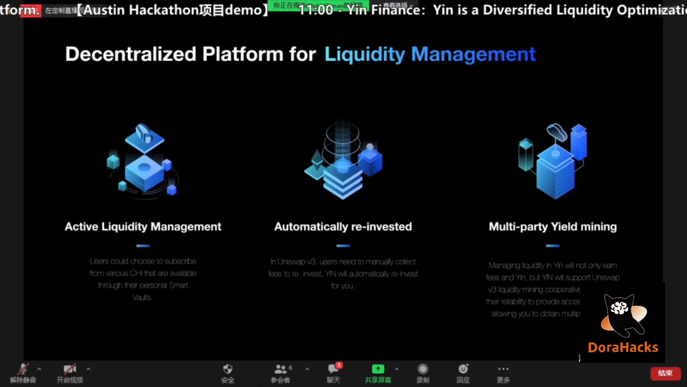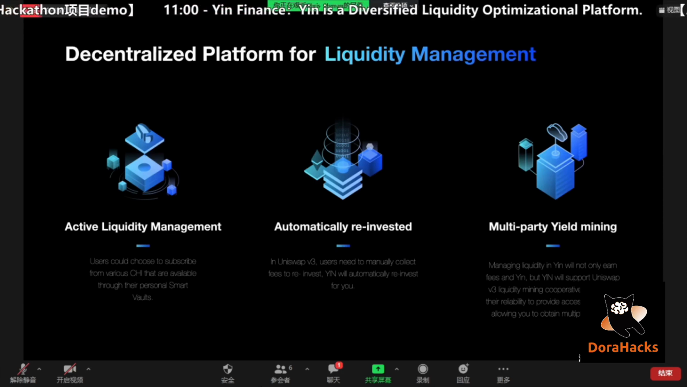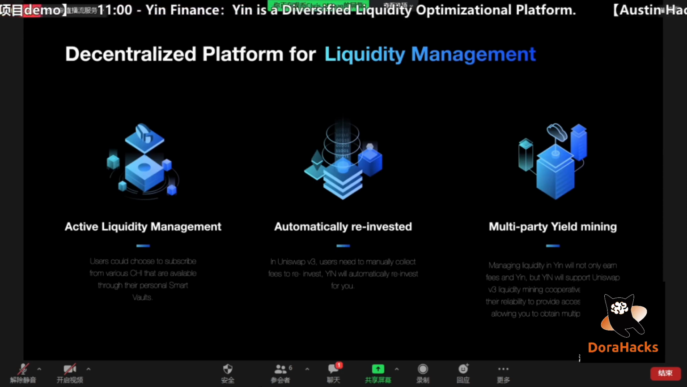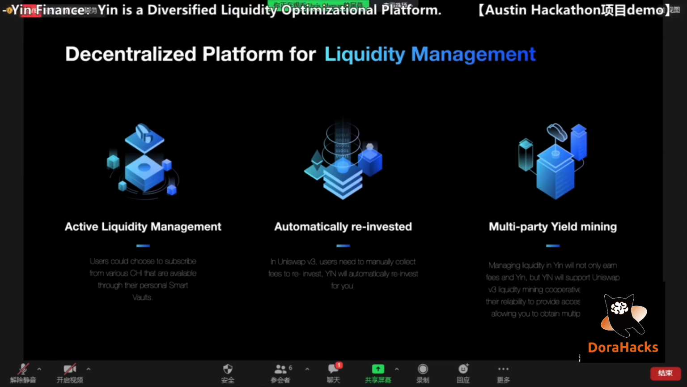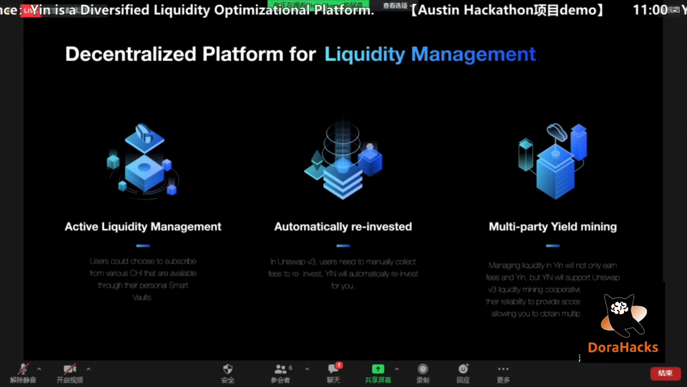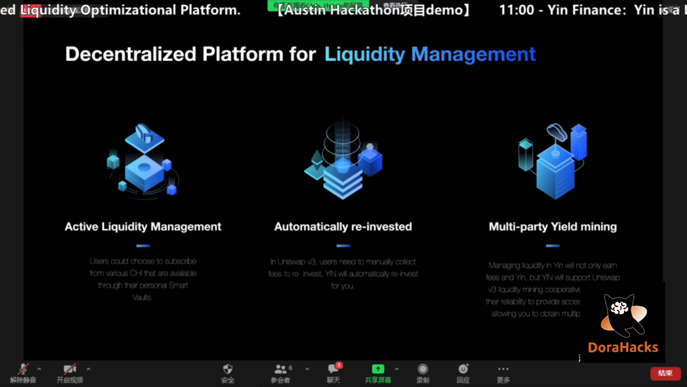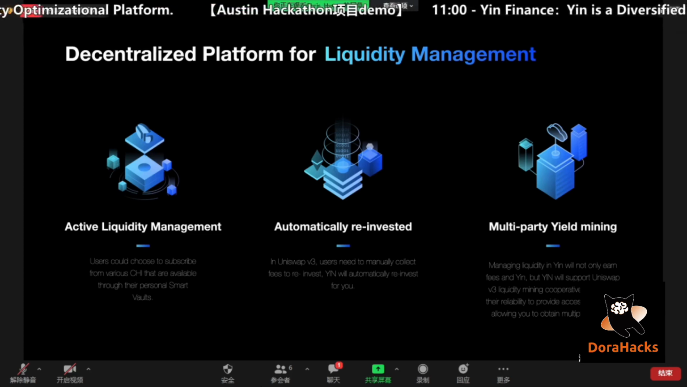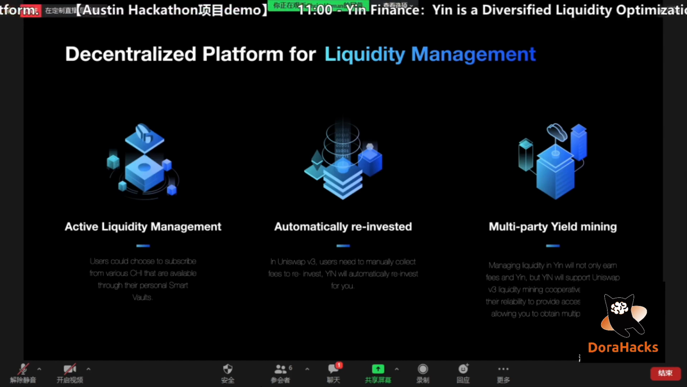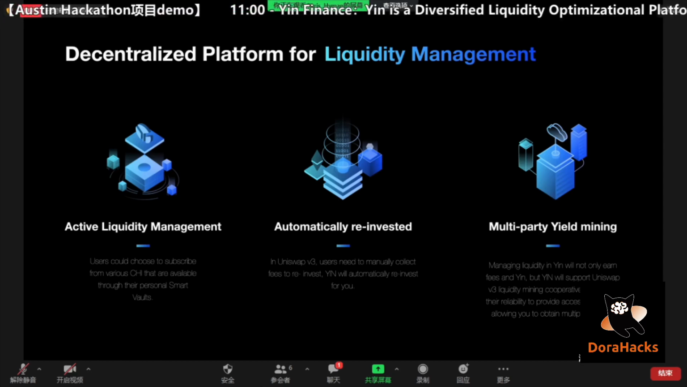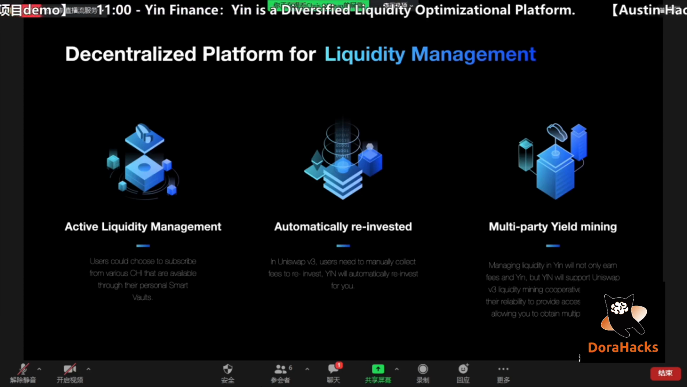In Yin, users could choose to subscribe to various Qi that are available through their personal smart wallet. The second one is automatic reinvestment. In Uniswap V3, users need to manually collect fees and do the reinvest. Yin will automatically do the reinvest for you. The last one is multi-party yield mining. Yin will audit third-party protocols about their reliability and security, so you can attain multiple benefits.